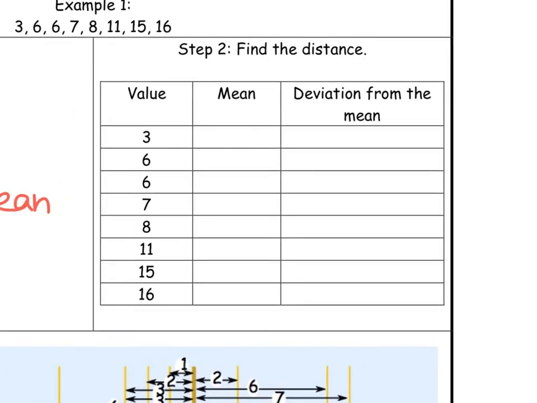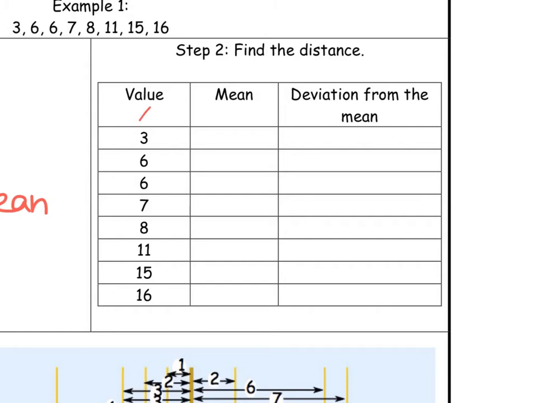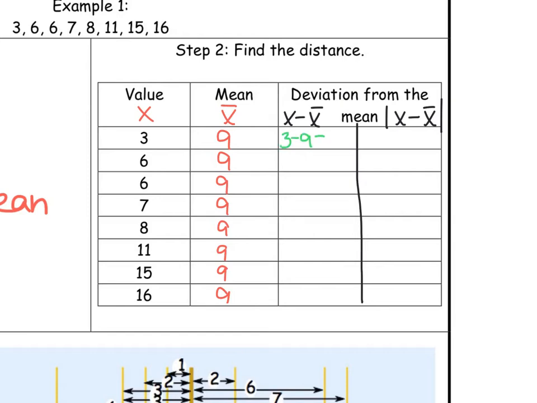So in our table over here, we need to find the distances. So if our value is x, our mean is the x bar, and in this case we calculated our mean to be 9. So I'm going to split that last column up into two parts. The first part, we are just going to find x minus the mean, and in the second part we're going to take the absolute value of x minus the mean. So to find the deviation from the mean, it's just 3 minus 9, which is -6, and if we find the absolute value of -6, that's 6.